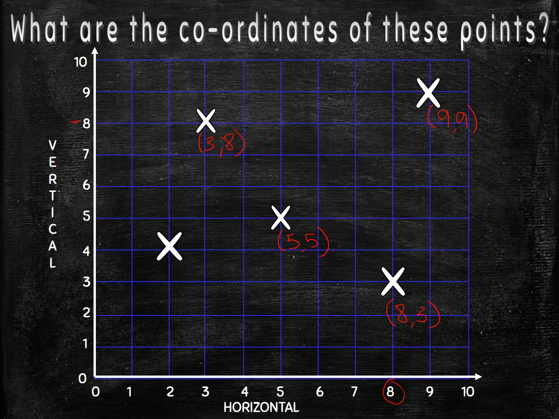This point here, we've gone across to 2 and up to 4, so the point is (2, 4). And this point here has gone across to 4 and up to 2. We'll just look at a couple more. This point here, this is an interesting point. It actually hasn't gone anywhere across. So when it hasn't gone anywhere across, we put it as 0. Okay, so the point is 0. Our vertical part of it, though, is 8. So we've gone up to 8. So the point is (0, 8).